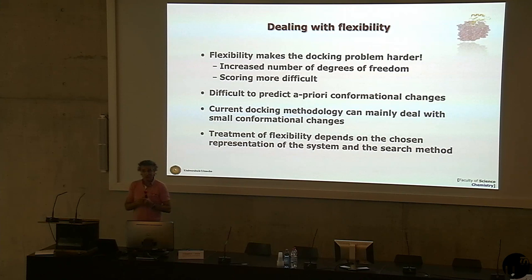You're going to generate a lot of different models for your complex, and you might have a very hard time distinguishing the good ones from the bad ones. So my advice in modeling in general is to start as simple as possible, and if things don't work, move to the next level and introduce a higher level of description of your model. But predicting conformational changes is still very much a challenge.